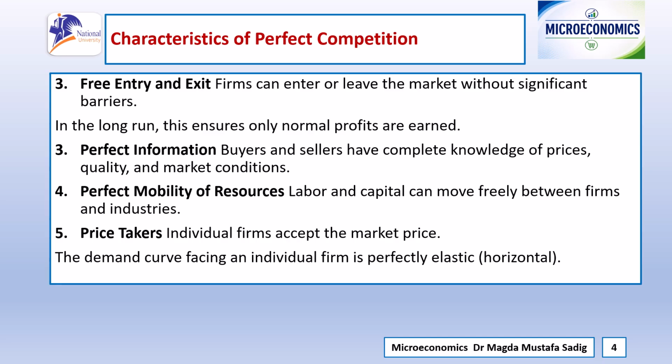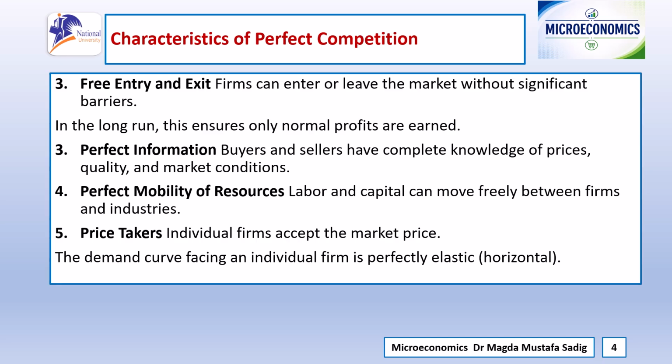Number 5, perfect mobility of resources. Labor and capital move freely. Workers can easily change jobs. Machines and financial resources can move to more profitable industries. Resources always move where returns are highest.